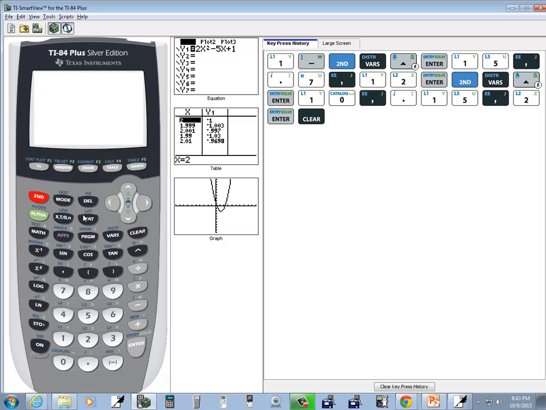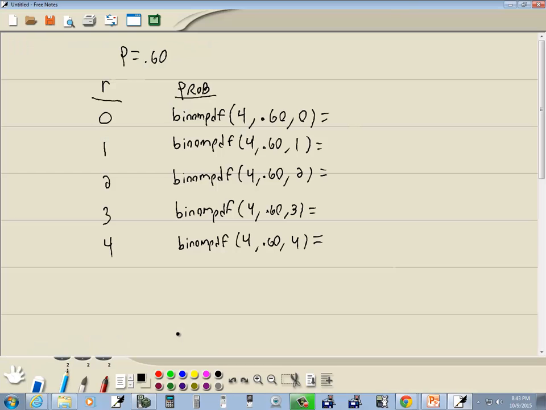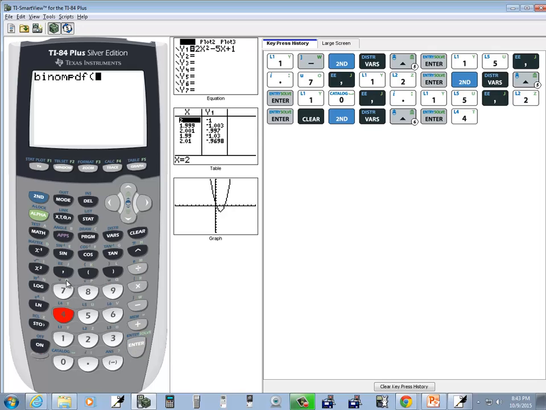So I want to do my second vars, and I want to choose binomPDF, and then n, which is 4, comma, 0.6, comma, 0. To 4 decimal places, 0.0256.